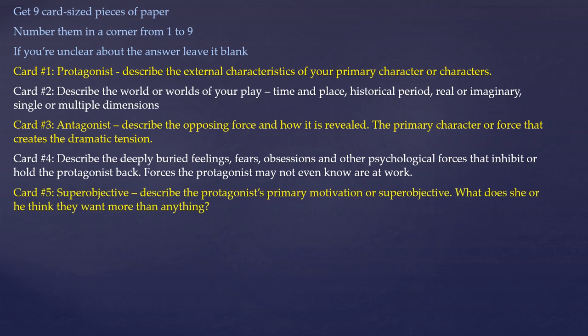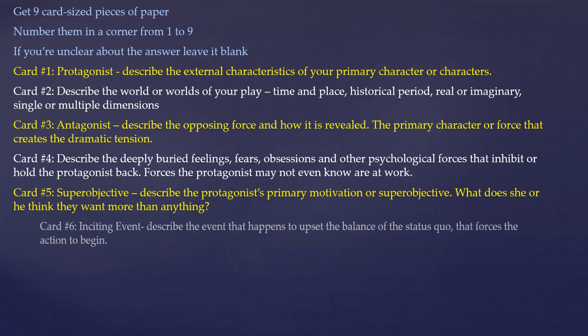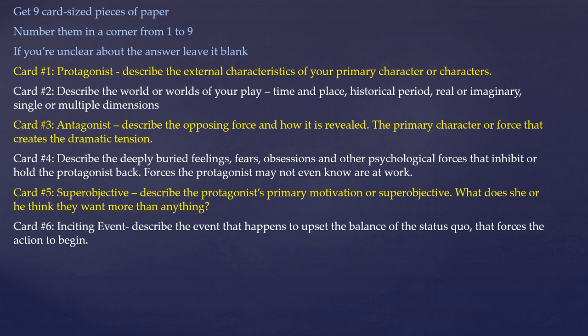On card number 5, you're going to describe the super objective, the primary motivation of your protagonist. What do they want more than anything? On card number 6, you're going to describe the inciting event, the thing that happens that causes the rest of the play to happen. Whatever upsets the balance of the status quo, forces the protagonist into action, the thing that happens that starts the play.